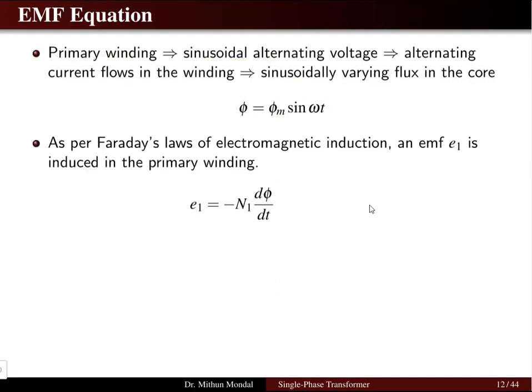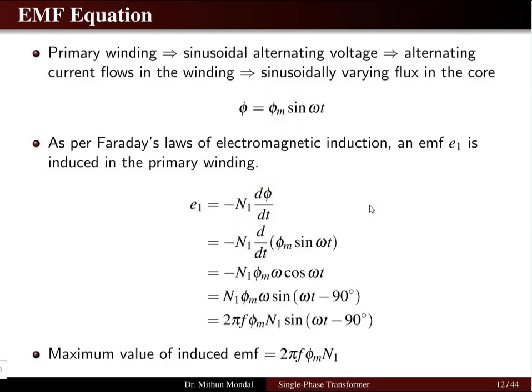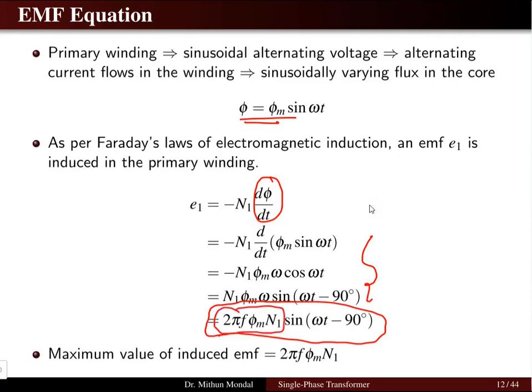Now, by Faraday's law of electromagnetic induction, E1 is minus N1 d phi by dt. So the differentiation d phi by dt we can obtain from the equation of phi as a function of time t. If we do that, then after certain steps of the derivation, we get this equation. If we observe this equation, the value 2 pi f phi m N1 is indicating the maximum value of the induced EMF. So the maximum value of the induced EMF is equal to 2 pi f phi m N1.